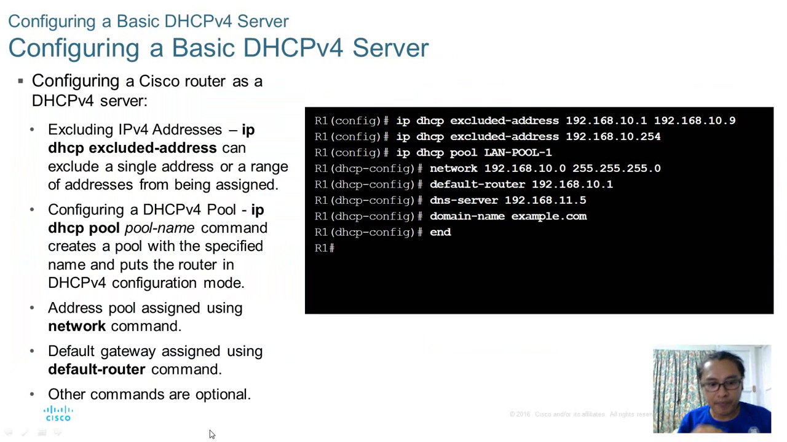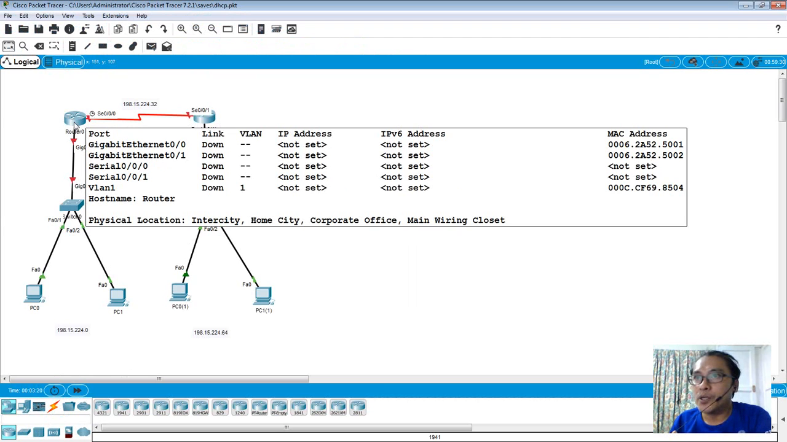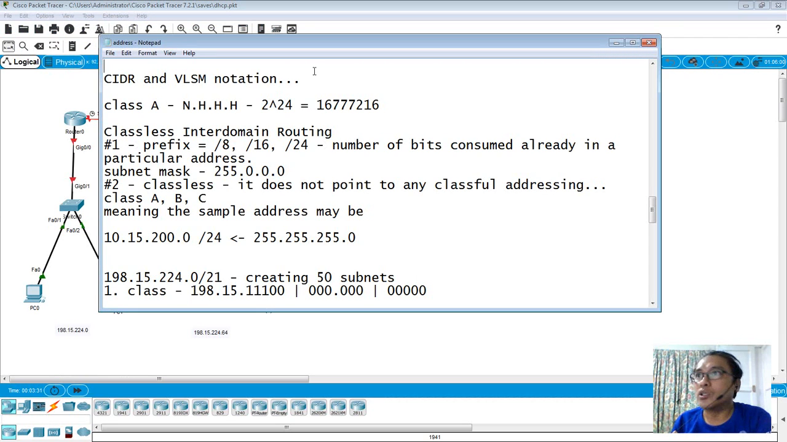But firstly, this will be the topology that we are going to use. In this instance we have a router here, two routers, and we are going to elect this router to become the DHCP server. So this router will give out IP addresses in this network and in this network also. Prior to this, I have already computed some of the addresses that we are going to use. But if you want to see how we came up with the addresses, it looks like this.